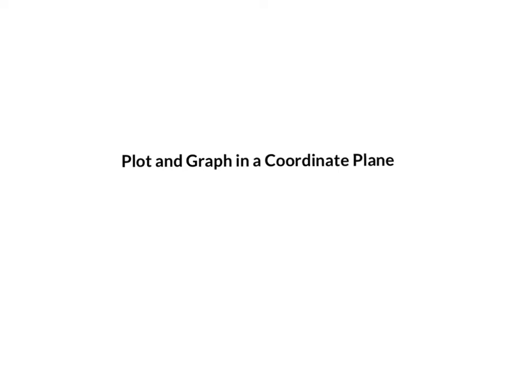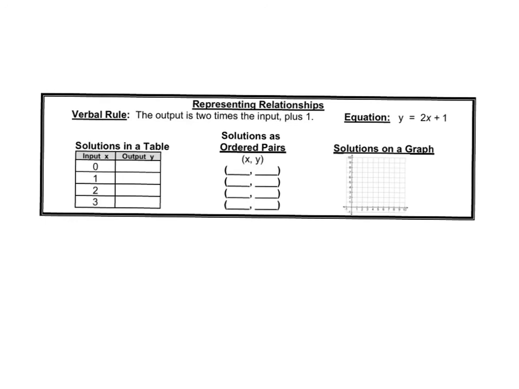In this lesson, we'll be plotting and graphing in a coordinate plane. So we can represent relationships in math in many different ways. We have the verbal rule, which says the output is 2 times the input plus 1. We can write that as an equation, y is equal to 2x plus 1.